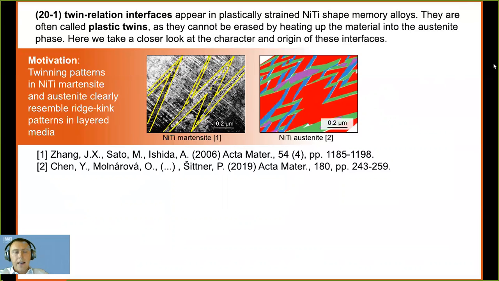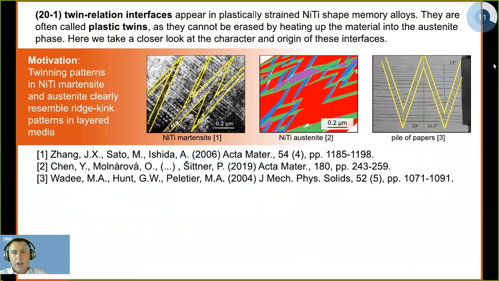On the other hand, exactly these patterns are observed in the materials prone to kinking. So I have here a very nice image from a paper on deforming a layered medium. In fact, it was a pile of papers, and you can see that in a layered medium, you can observe exactly the same zigzag wedge patterns as here in nickel titanium austenite or martensite.